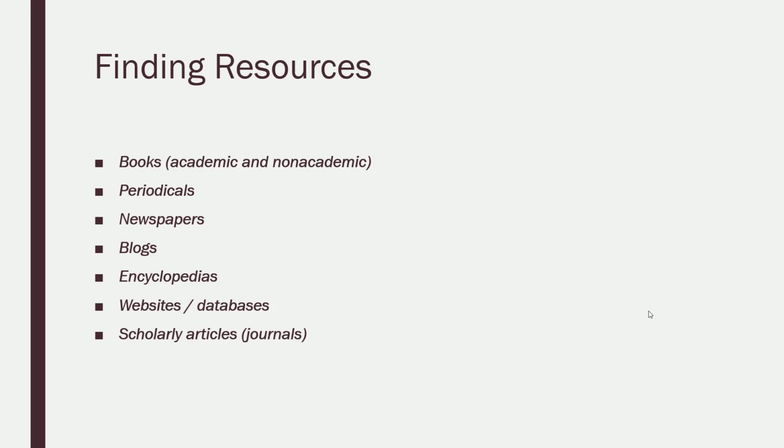So finding resources, you can use books, both academic and non-academic, periodicals, newspapers, blogs, encyclopedias, websites or databases, and scholarly articles or journals. So your periodicals might be other more popular magazines or specific magazines to an industry. Scholarly articles are peer reviewed by other experts within the field. And so those are usually the best way to go.